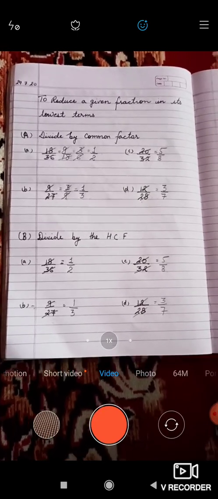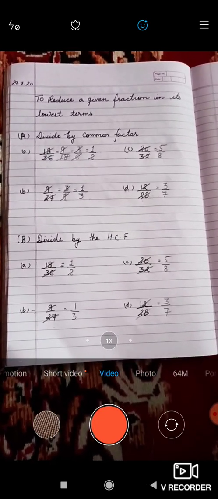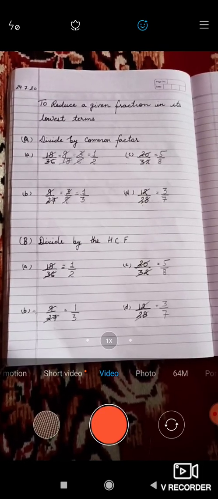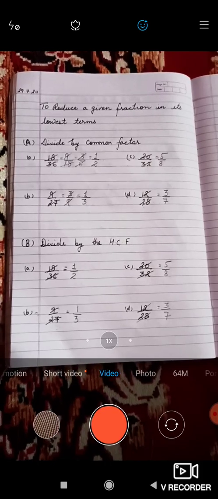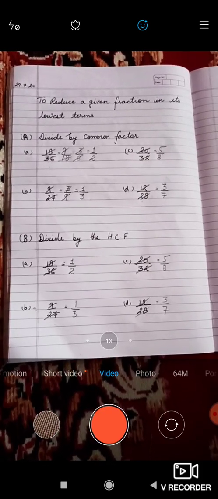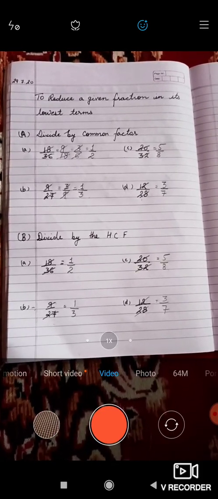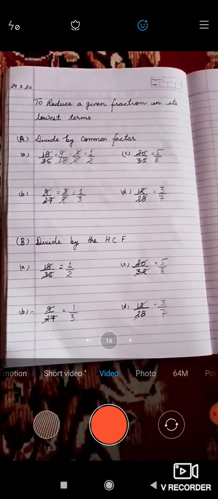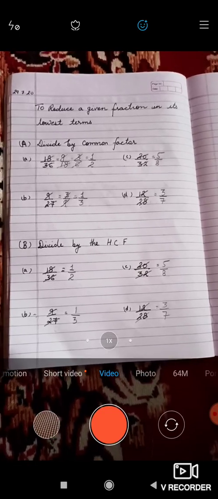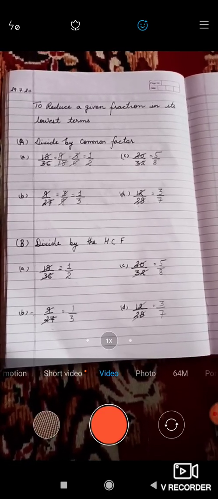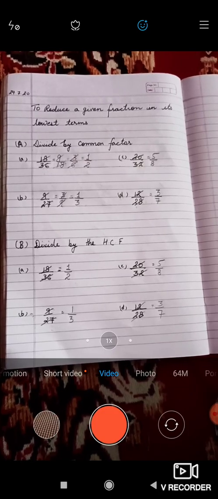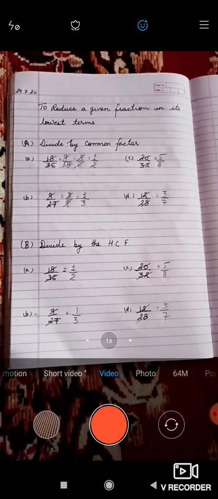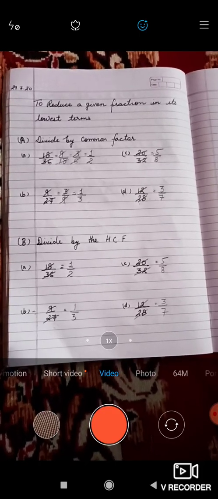So students, I explained two methods. First is divide by common factor and the other is divide by the HCF. Now it's your wish which method is comfortable for you. The HCF method is time taking because you have to find out the HCF also, and the common factor method is less time taking. So whichever you feel comfortable with, you can follow that method.